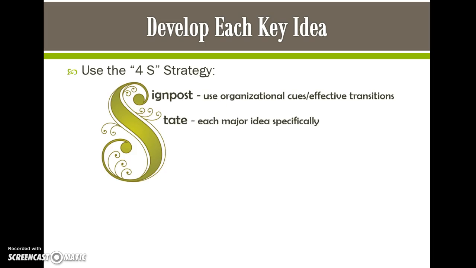The next one here is stating each major idea specifically. So if you think about the outline that you are doing for your demonstration speech, Roman numerals 1, 2, and 3 should be introduction, body, and conclusion. Within each of those, you have major points. You have capital A, B, C, D. Those capital A, B, C, D points, those are your major ideas.